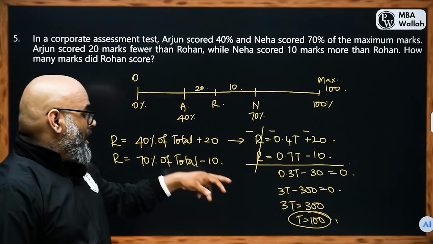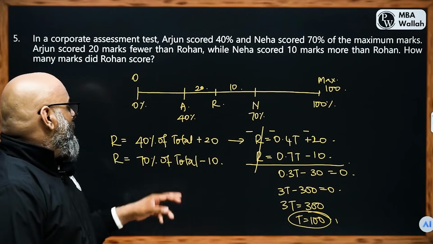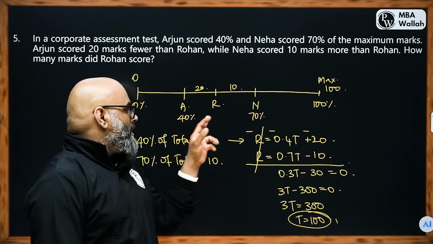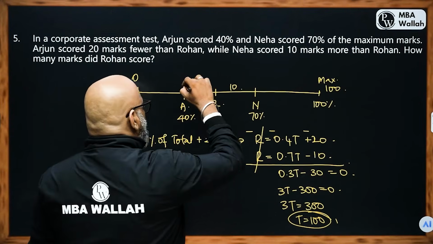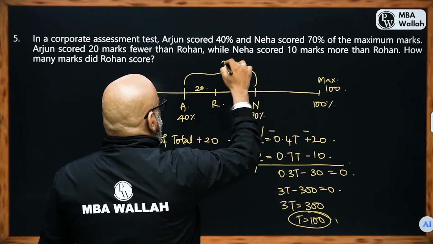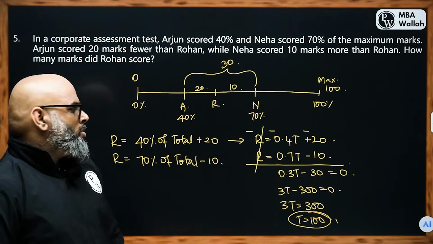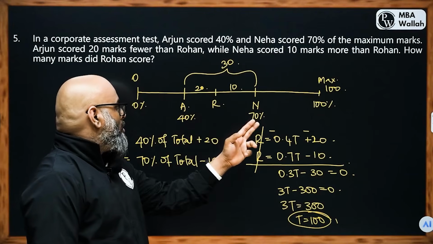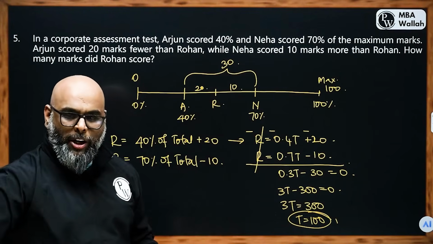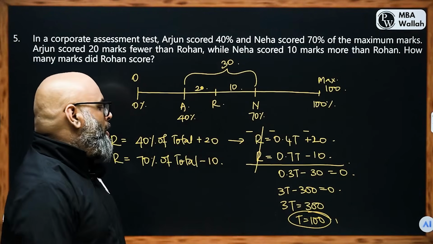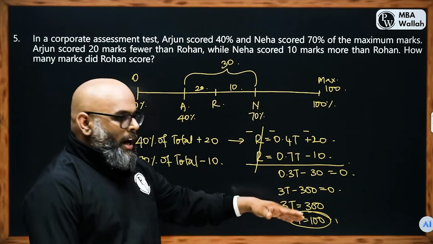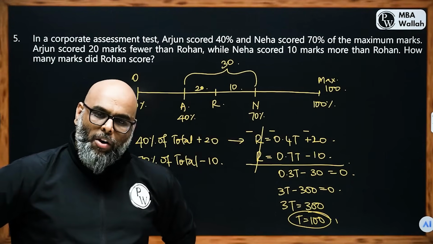Instead of doing it with the equations, you can think about it as between 40% and 70% of the total, the gap is 30. So you can straight away say 30% of the total is 30. That's intuition. But before you start doing it intuitively start writing equations and then solve for it.